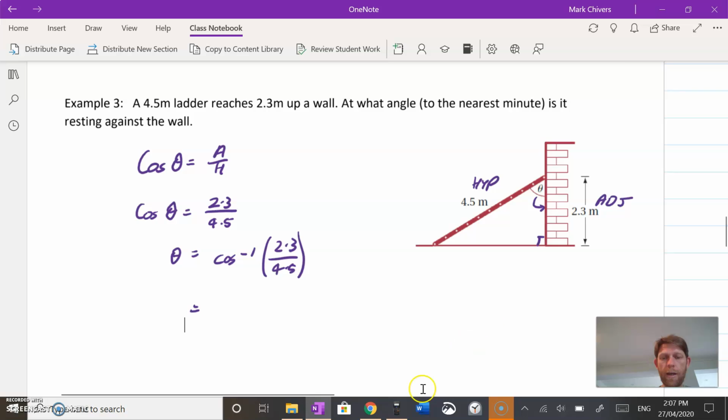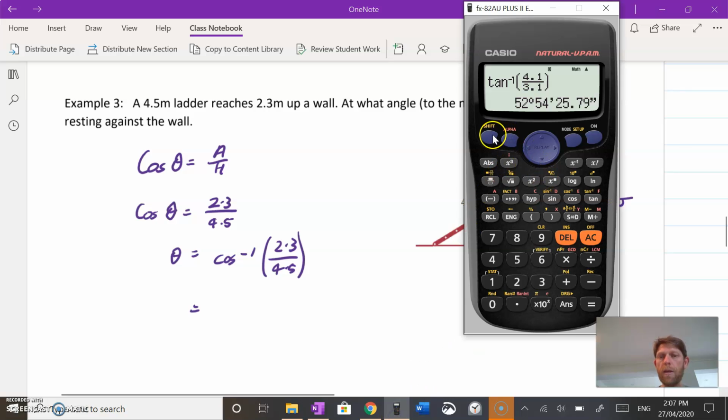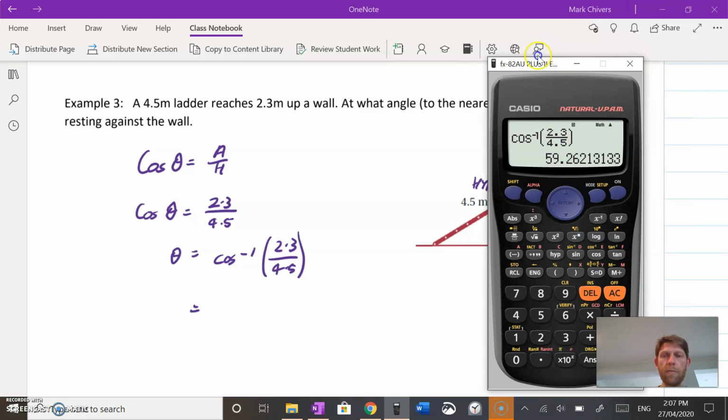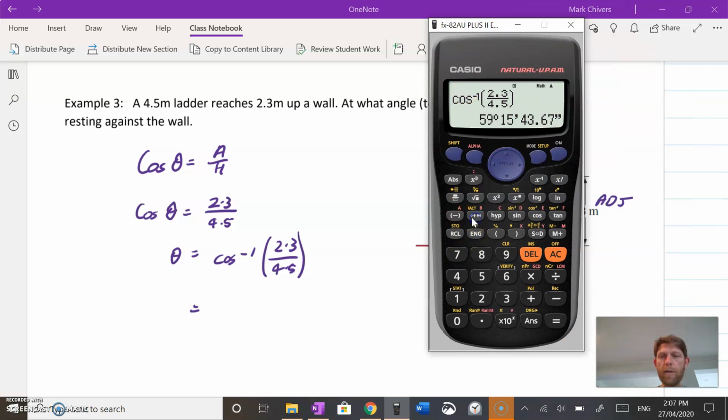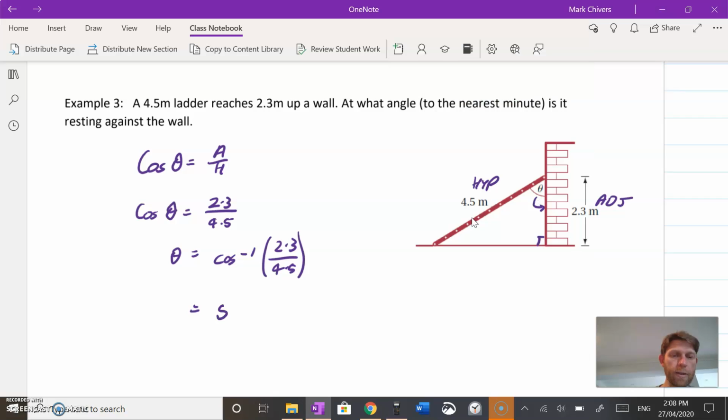So we put that into our calculator. Shift cos, because I'm finding an angle, 2.3 over 4.5. Close our brackets, equals, and we want this answer to the nearest minute, so we'll use degrees, minutes, seconds. So 59 degrees, 15 minutes and 43 seconds. 43 seconds is more than 30 seconds, so we round up, so it'll be 59 degrees, 16 minutes.